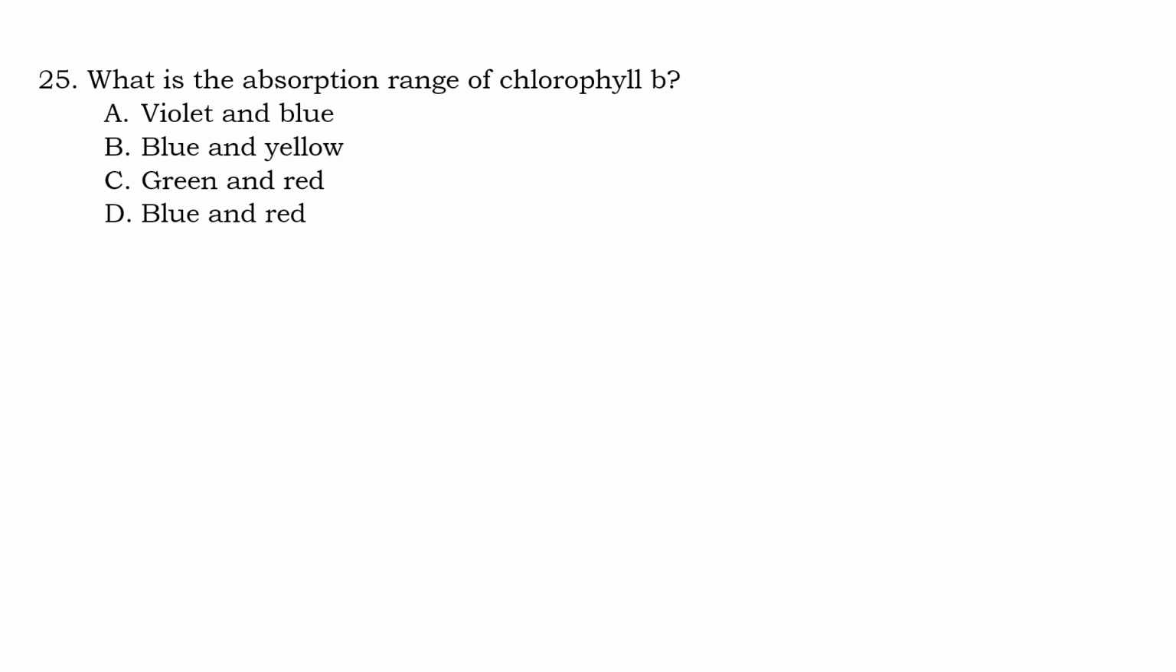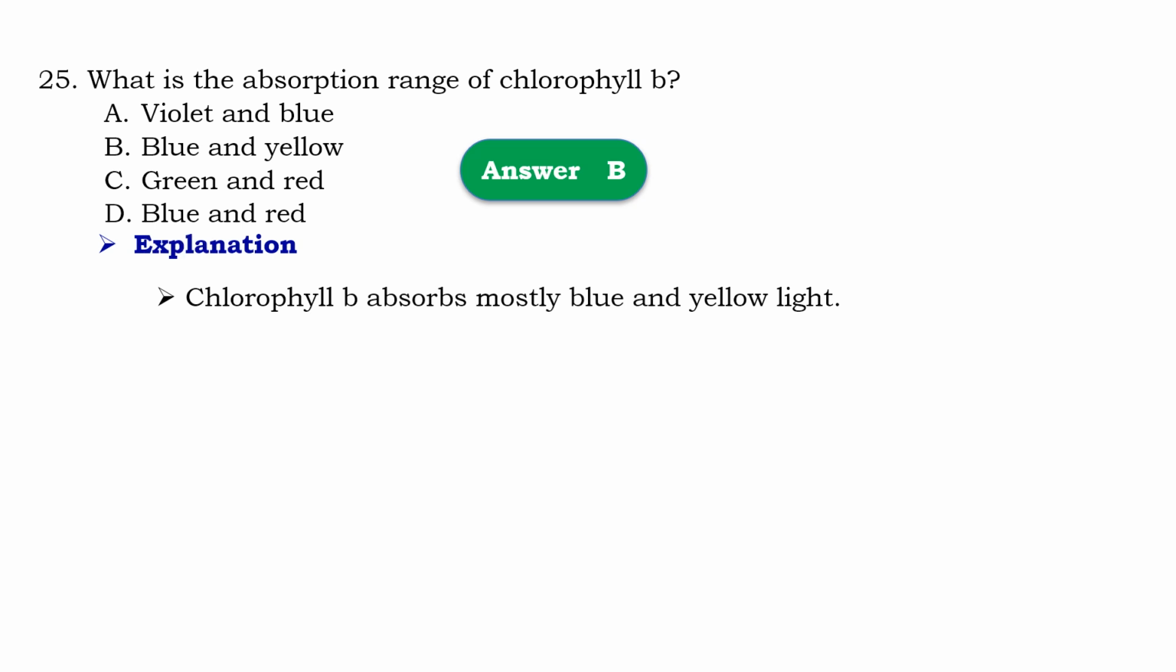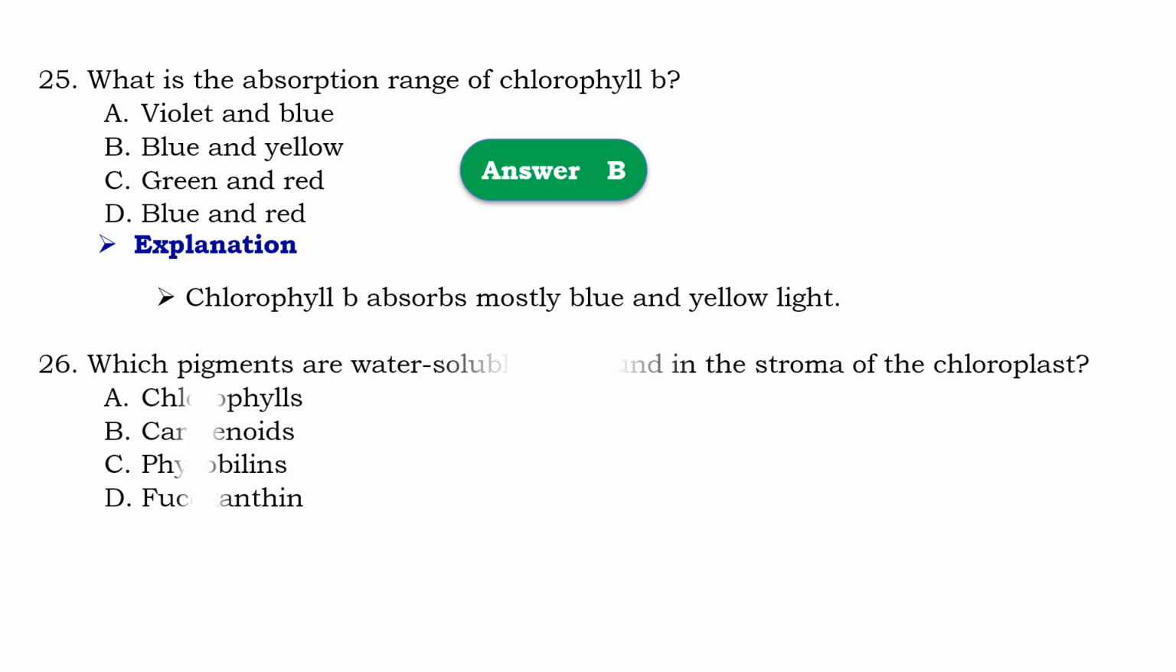Question number 25. What is the absorption range of chlorophyll B? chlorophyll B absorb የሚያደርገው light ምን አይነት light or wavelength ነው ይላል? So that should be B, blue and yellow. Means that chlorophyll B absorb mostly blue and yellow lights.